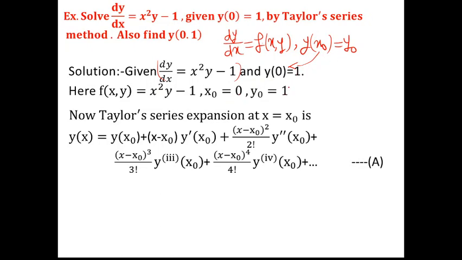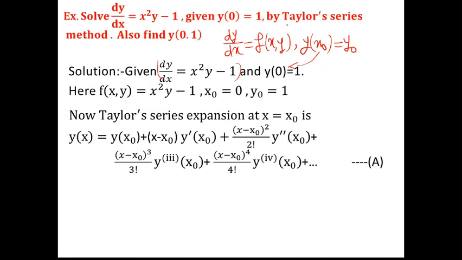Don't draw the conclusion that x0 is always 0 and y0 is always 1. Here I am getting in the second problem also x0 as 0 and y0 as 1, but it is not the generalized case. Don't generalize this. Okay, now the Taylor series expansion we will write over here.